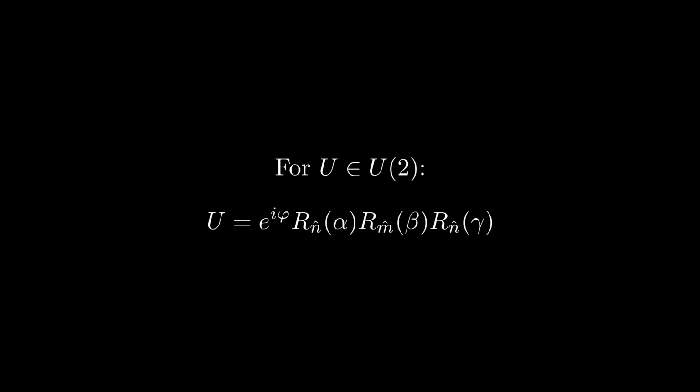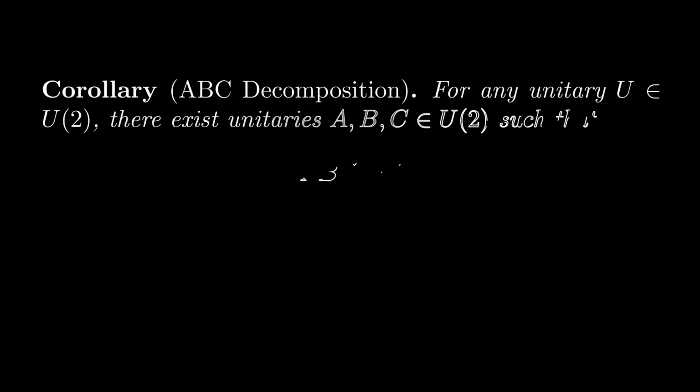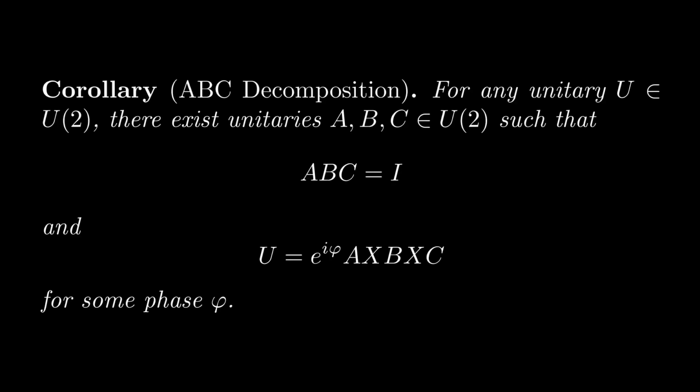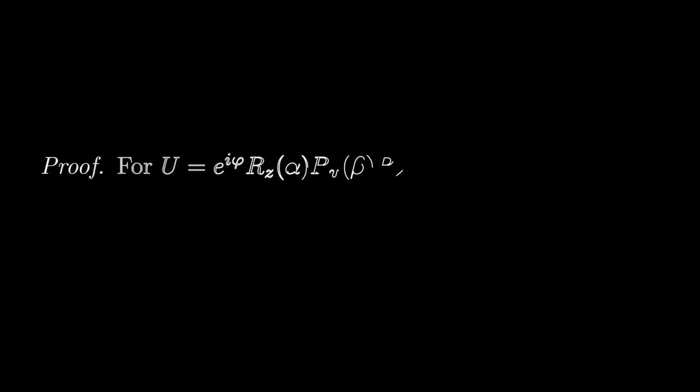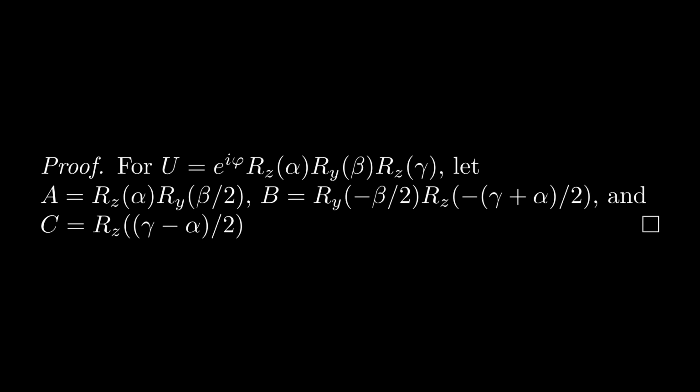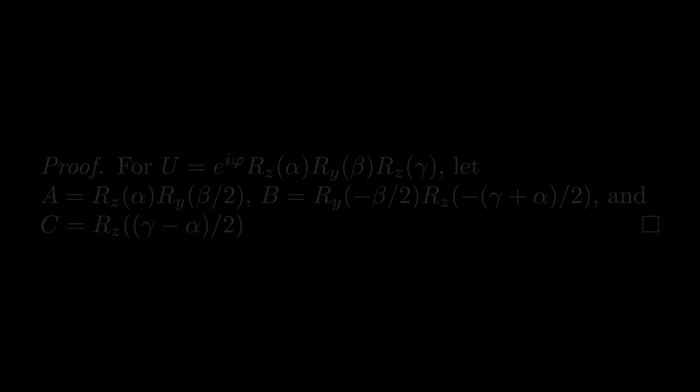Okay, so we can parameterize any single qubit unitary using Z and Y rotations. What can we do with this information? Well, we can use this result to get the following corollary. In particular, for any single qubit unitary U, there exists an ABC decomposition such that ABC equals I, but AXBXC equals U. The proof of this follows from the following choices of A, B, C, which we can then substitute into these two expressions to obtain the desired properties.